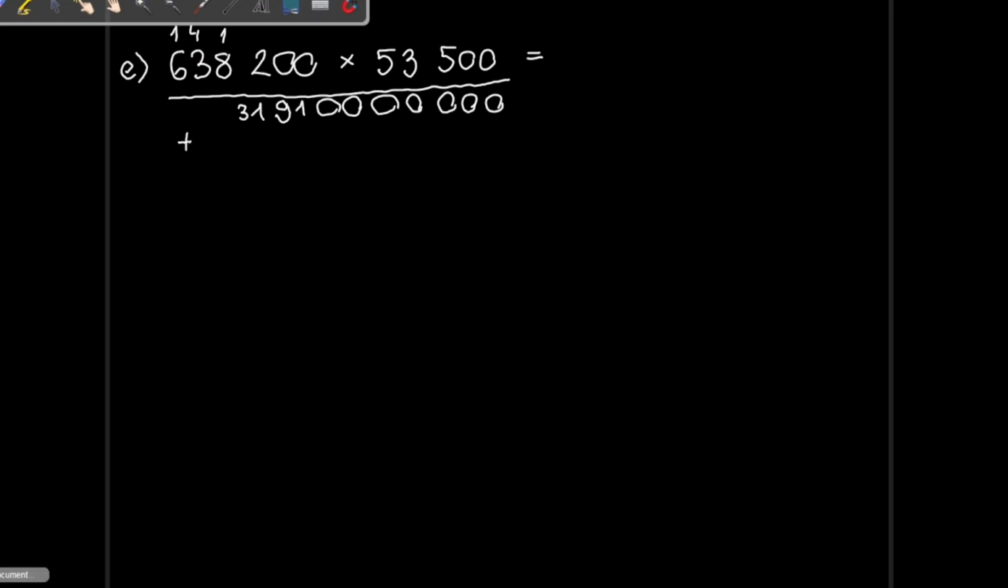Next number, we have number 3. So let's write zeros here. 3 times 0 is 0, and 1 more 0 for the next 0. And then we have 3 times 2, which is 6. 3 times 8, which is 24. 3 times 3 is 9, plus 2 is 11. And 3 times 6 is 18, plus 1 is 19. Great.